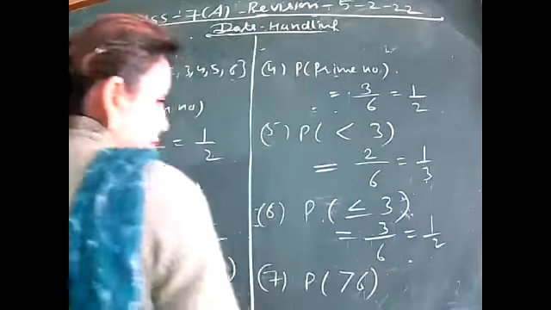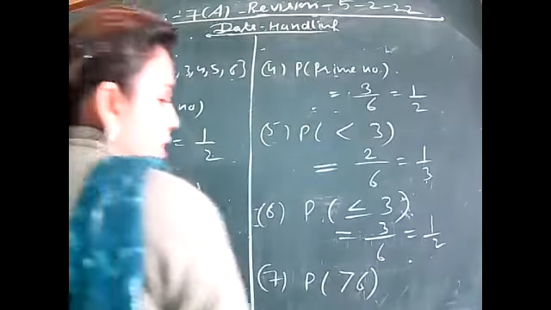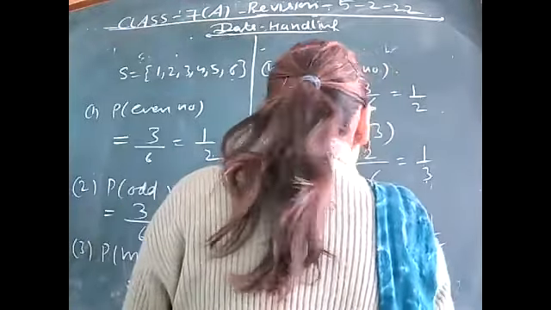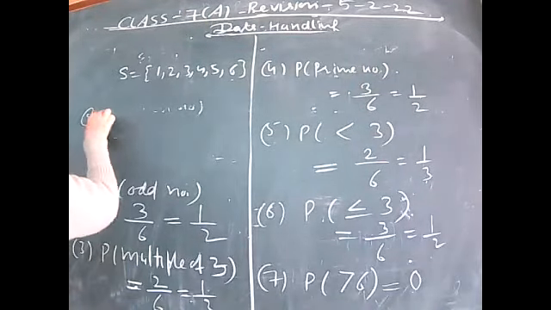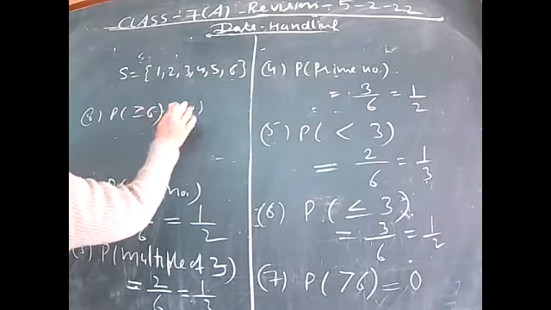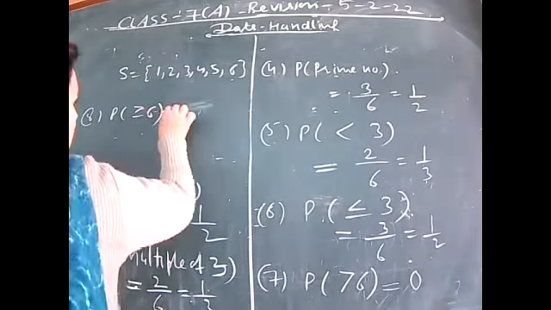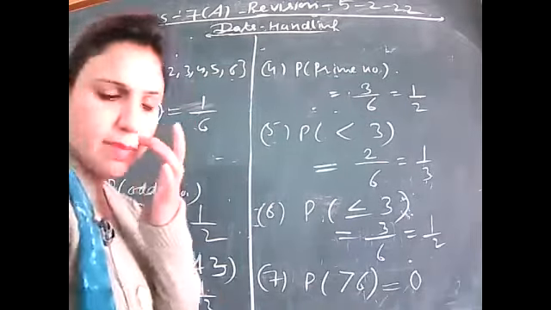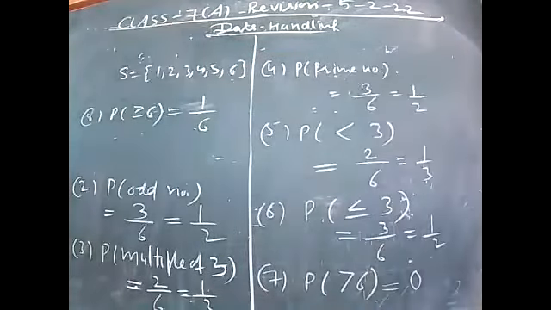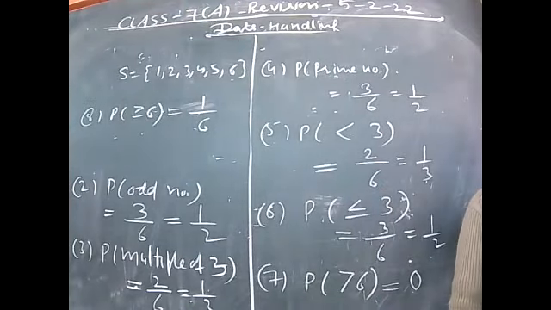Greater than 6. No number is greater than 6. So the answer is 0. Greater than equal to 6. Only 1 upon 6. So such kind of questions can be framed if we see the sample space of dice. चलिए next.